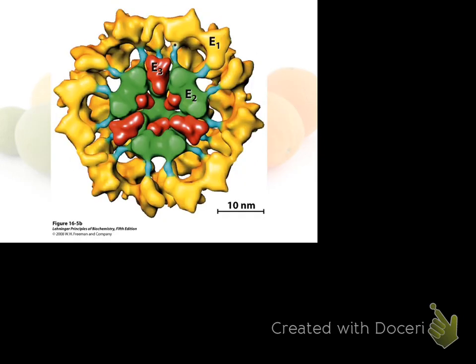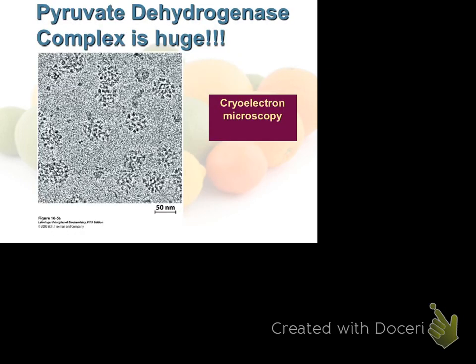So this is what it looks like. Like I said, it's huge. It's a multimeric protein, and you can actually see it through microscopy. So that's why, to me, it kind of looks like honeycomb cereal. But yes, it is very, very large. 50 nanometers across is a large protein complex.